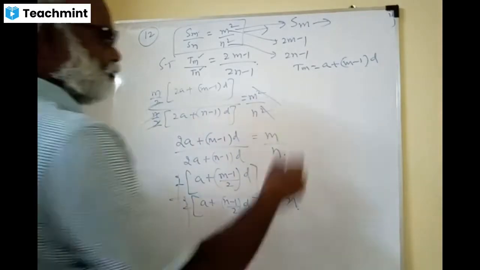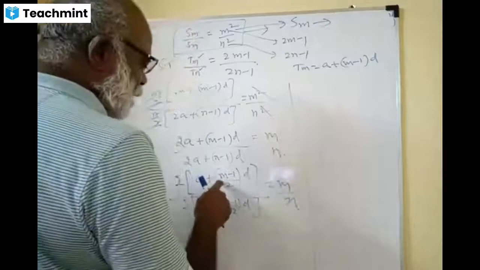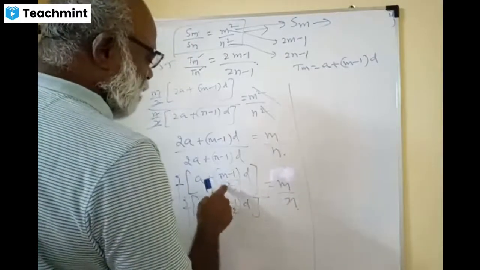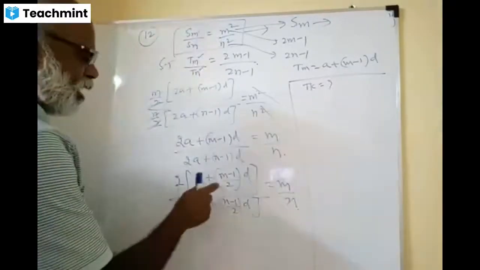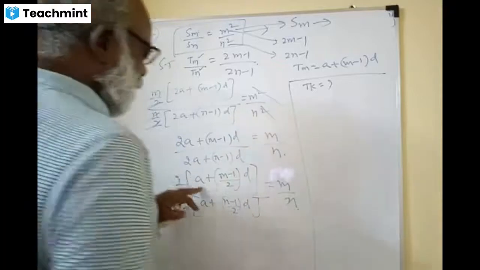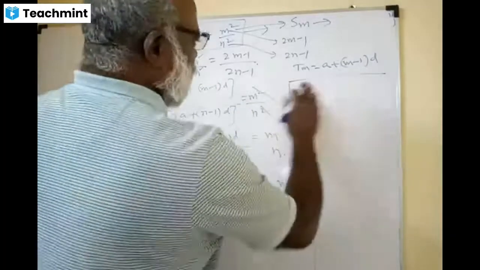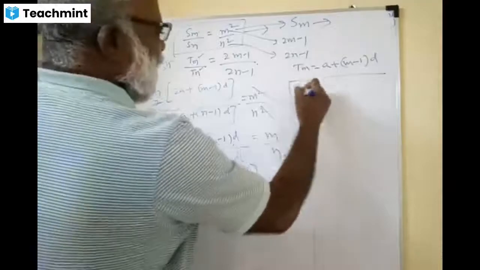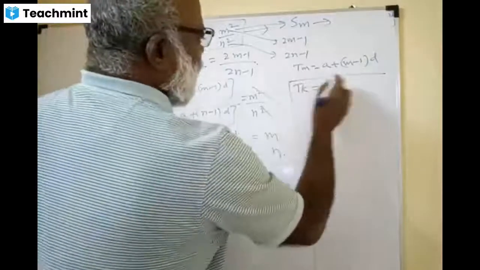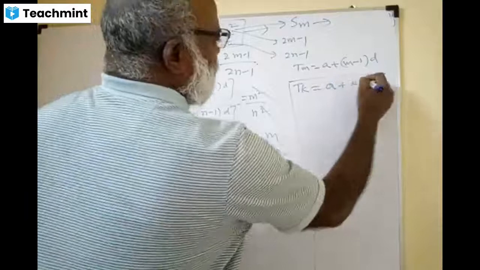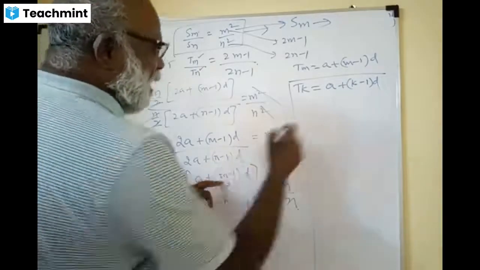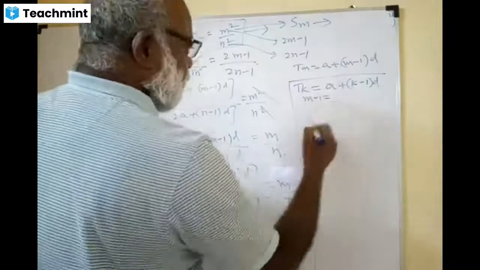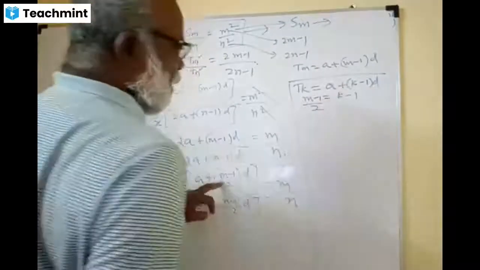Now let us talk about the kth term. m minus 1 by 2, you take it as k minus 1. If I ask for the kth term, what should be there? A plus k minus 1 into d. Do you agree? Yes, sir. Therefore, m minus 1 by 2 should be k minus 1. Do you agree?